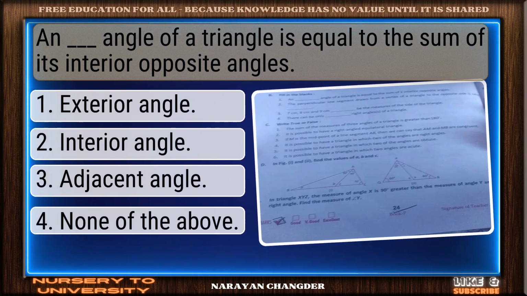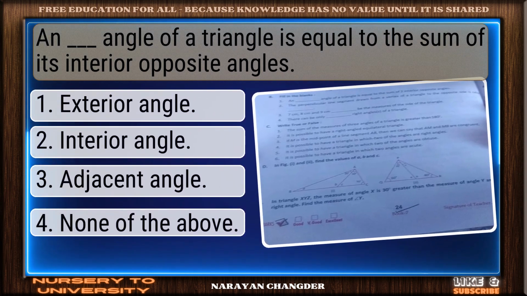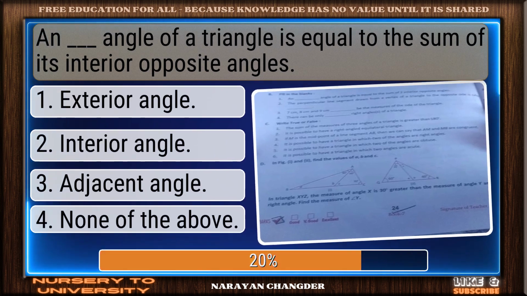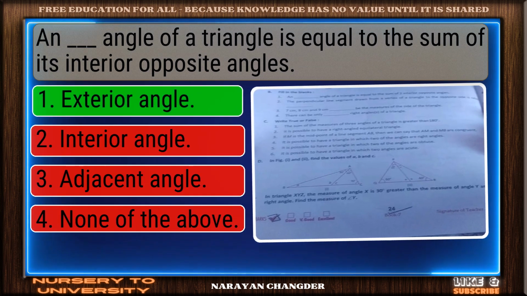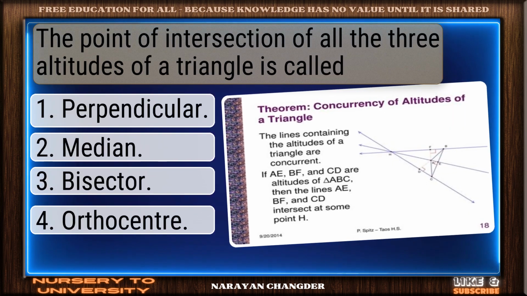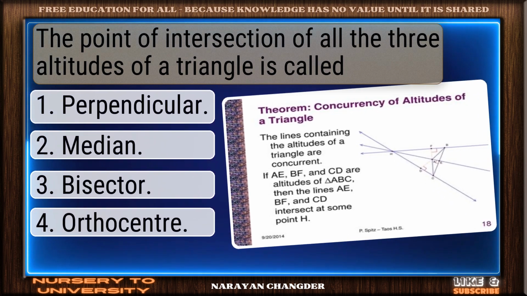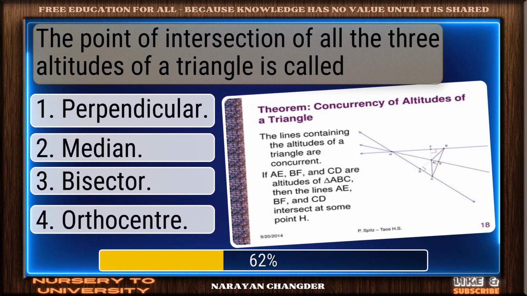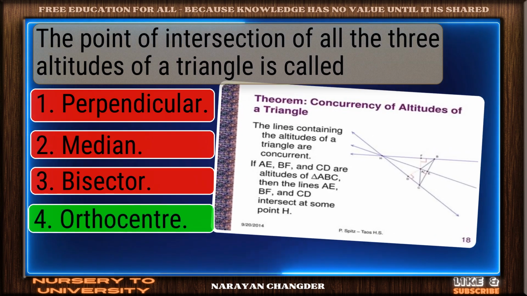Question number 23. And dash angle of a triangle is equal to the sum of its interior opposite angles. Smart move. Exterior angle is an accurate answer. Question number 24. The point of intersection of all the three altitudes of a triangle is called. Valid point. Orthocenter is true.